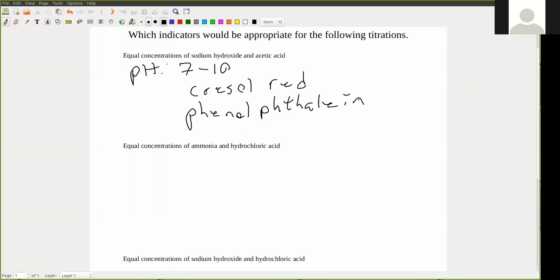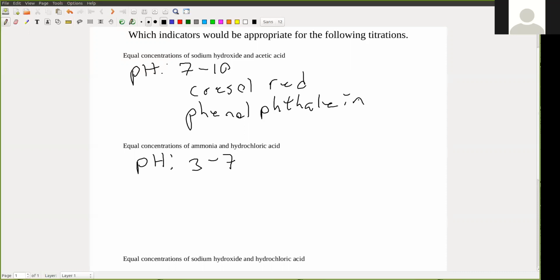The next one is ammonia with hydrochloric acid. Ammonia is a weak base. Hydrochloric acid is a strong acid. So you would expect that the pH would be from neutral to more acidic than neutral. So let's say from 3 to 7. Okay. And there's quite a few more options with this.